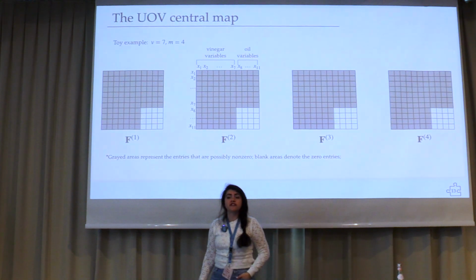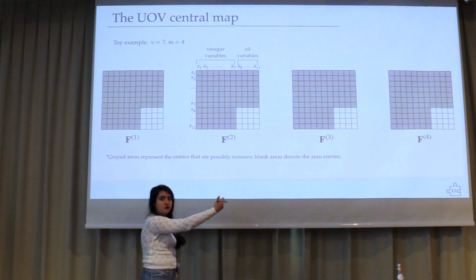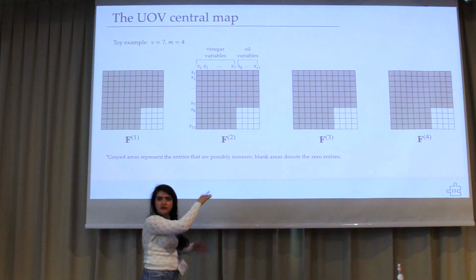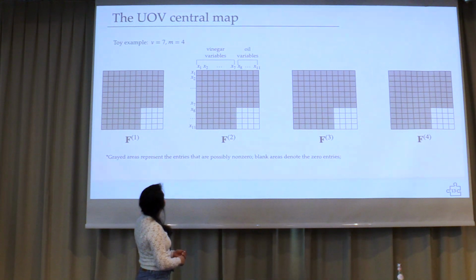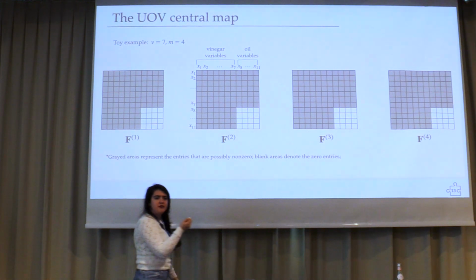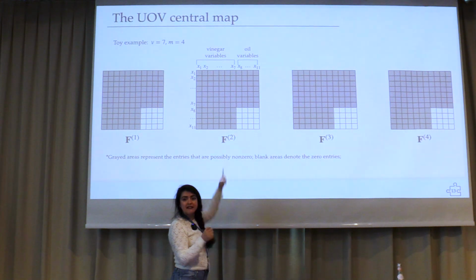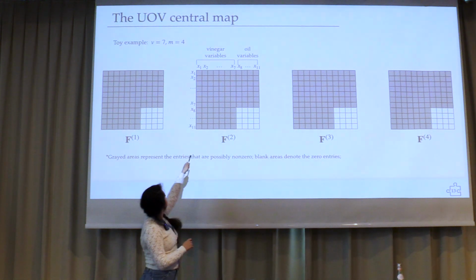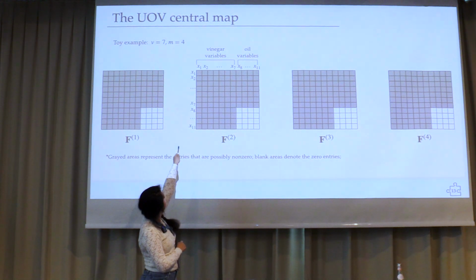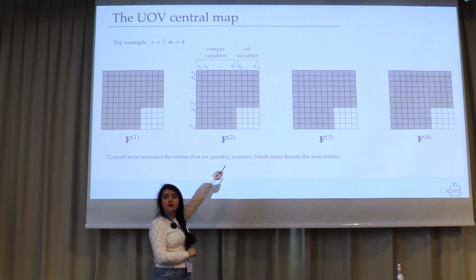Okay, so what does the UOV central map look like with this representation? If you put the vinegar variables first and the oil ones after, some people do it the other way around, so don't get confused if you see those representations. Then everything here that is gray means there is a potentially non-zero coefficient. Everything that I put in white is exactly 0. Why is it like this? Because you have vinegar with vinegar variables, you have vinegar with oil variables, and these are symmetric matrices. And then oil with oil, you have 0 everywhere.